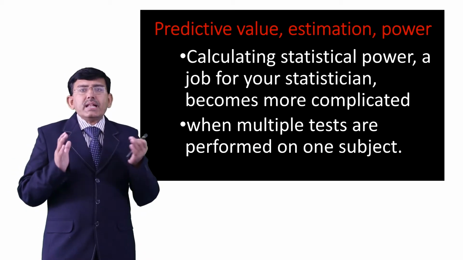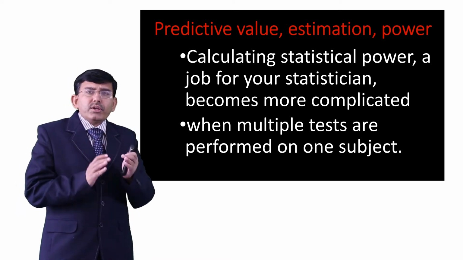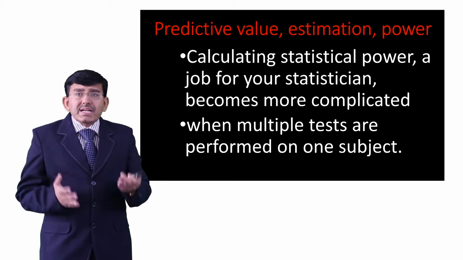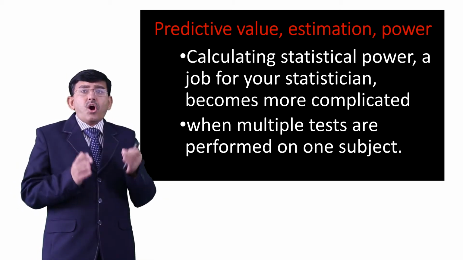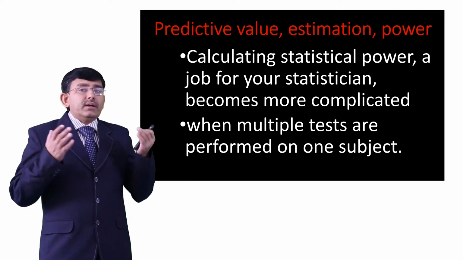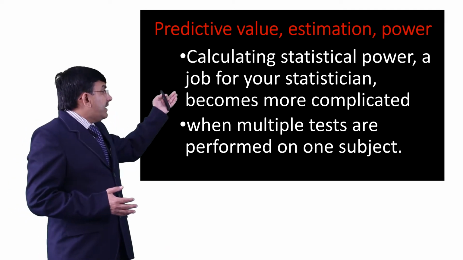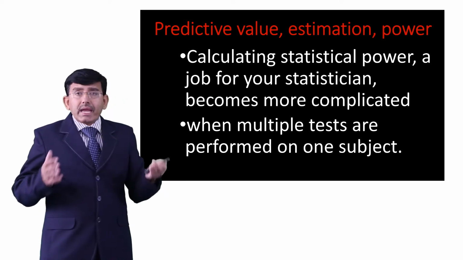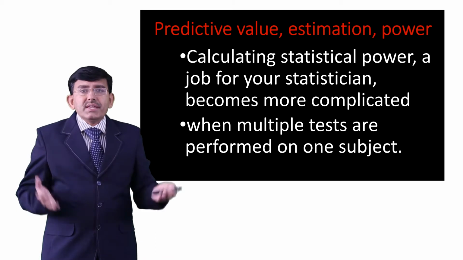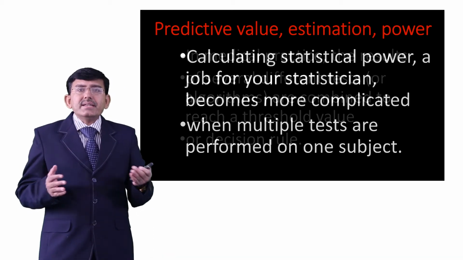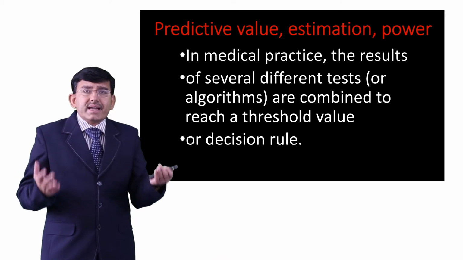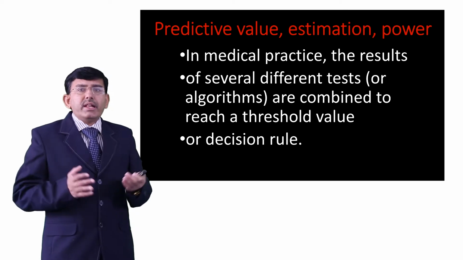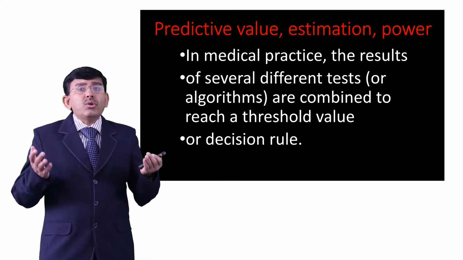Calculating statistical power, a job for your statistician, becomes more complicated when multiple tests are performed on one subject. So, if we plan more than one test on one subject, it may give somewhat of a variation in the result. In medical practice, the results of several different tests or algorithms are combined to reach a threshold value or decision rule also.